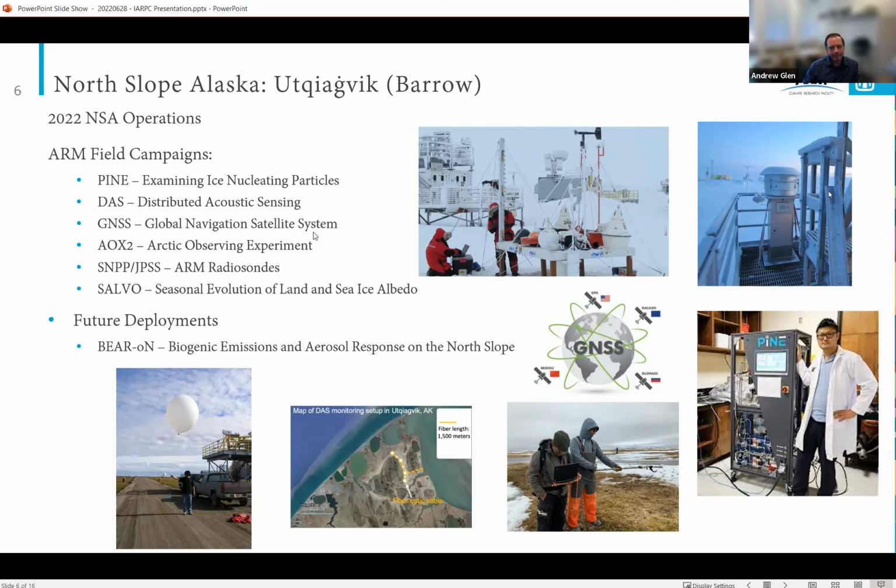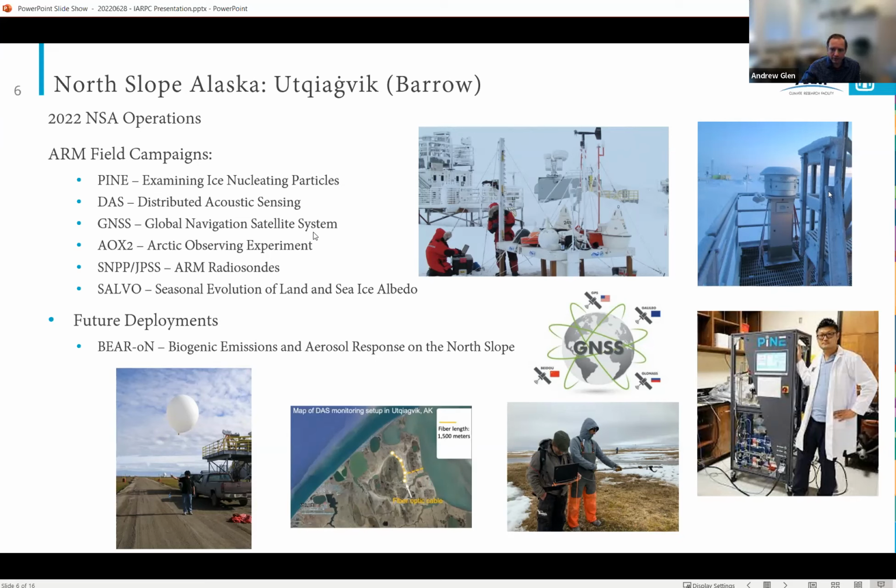One of our continuing projects is SALVO, which is the seasonal evolution of land and sea ice albedo. This project's been ongoing for a number of years. It took a little bit of a pause during COVID, but now SALVO 2 has returned, and we've just had some folks up in the field about 3 weeks ago, supporting these observations of snow and ice melt, some of that being at the NSA observatory and some of that at the BEO site, which I'll talk to.